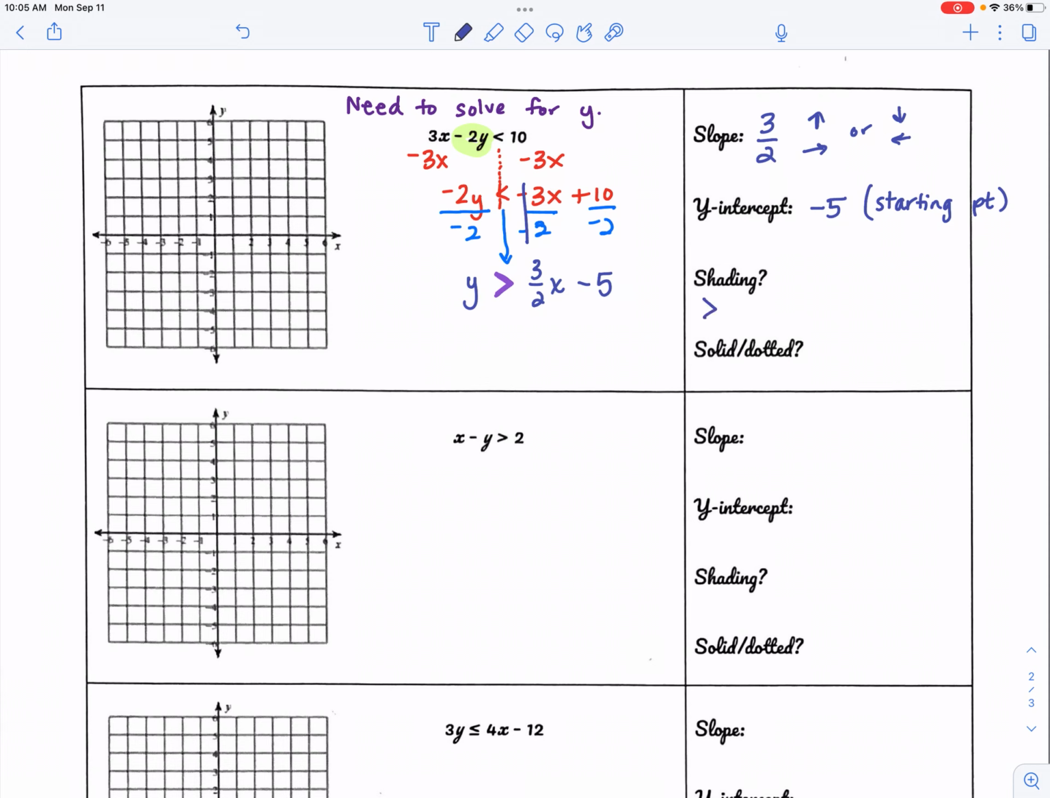Shading, looking at my inequality, it's greater than, there's no line underneath it, so this is going to be dashed. Actually, this is above. We're looking at shading above. Dotted and solid is below here. So this one is dashed. And now it says dotted. If you want to write dotted, you're more than welcome to. Shading, because it's greater than, we're going to go above.